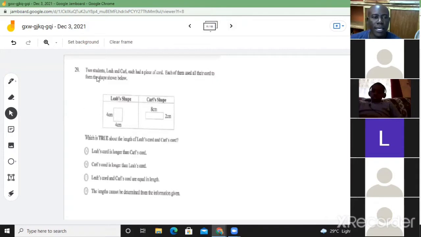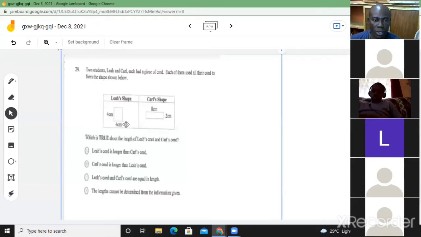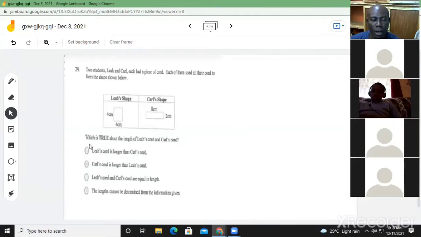All right, the next one says we have 2 students, Leah and Carl, each had a piece of cord. Each of them used all their cord to form the shape shown below. All right. Can you see this? Is this clear? Understood? Yes, sir. All right, good.